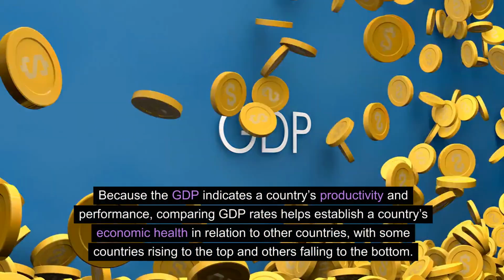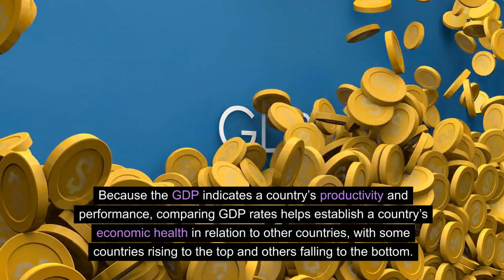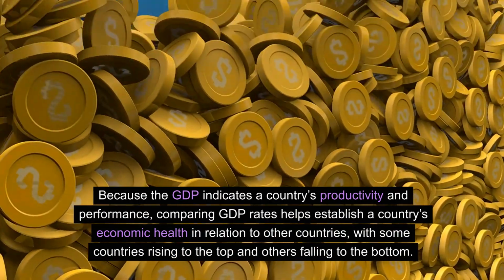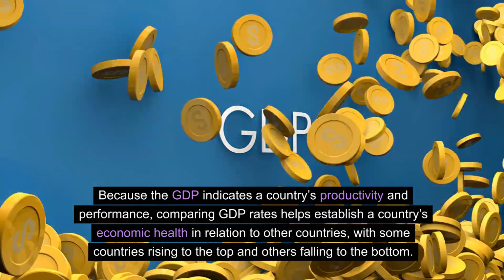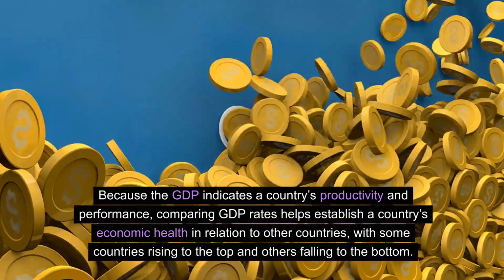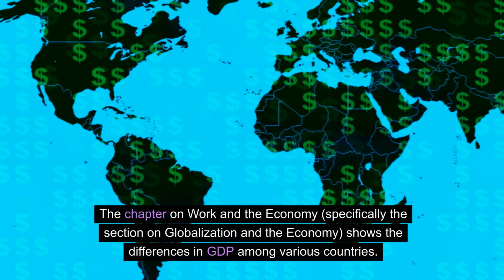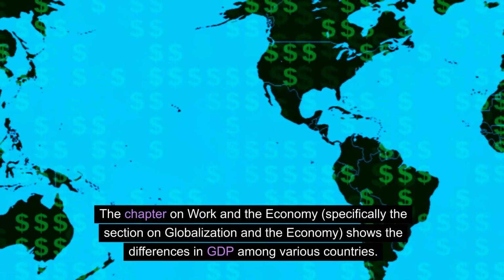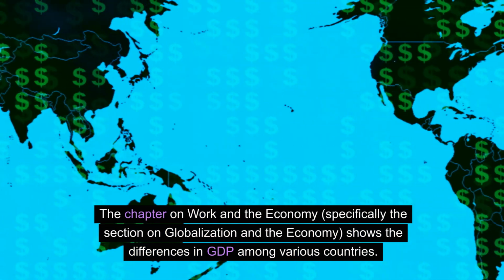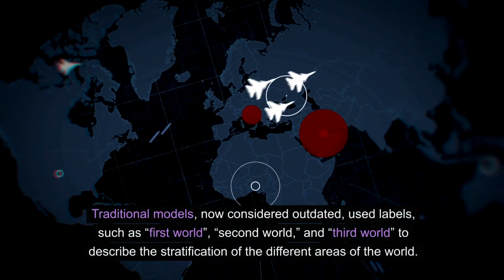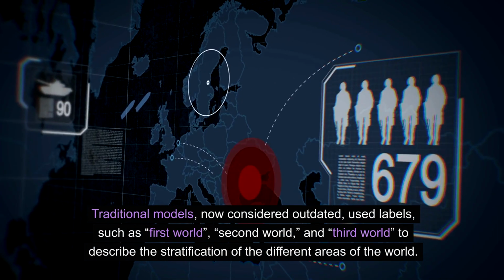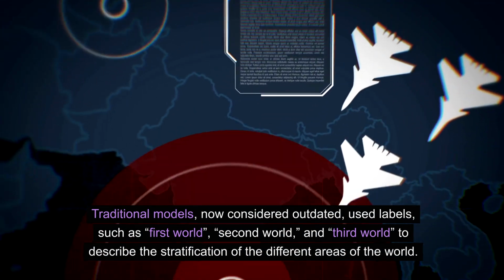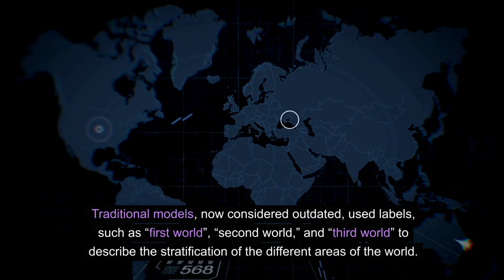Because the GDP indicates a country's productivity and performance, comparing GDP rates helps establish a country's economic health in relation to other countries, with some countries rising to the top and others falling to the bottom. The chapter on work and the economy, specifically the section on globalization and the economy, shows the differences in GDP among various countries. Traditional models, now considered outdated, used labels, such as First World, Second World, and Third World, to describe the stratification of the different areas of the world.